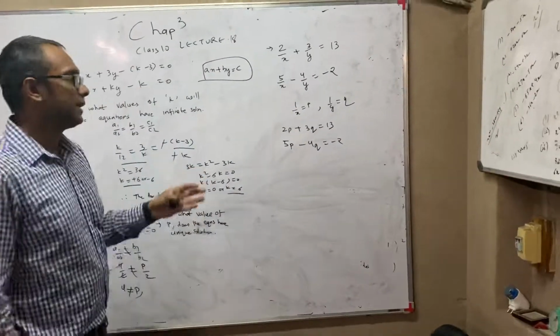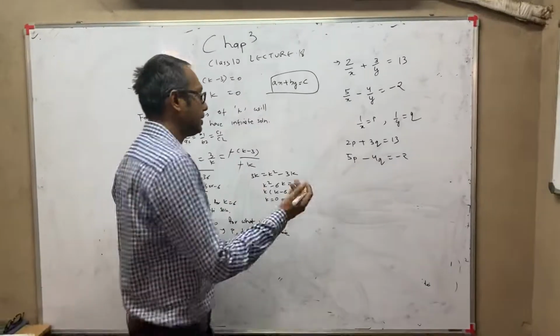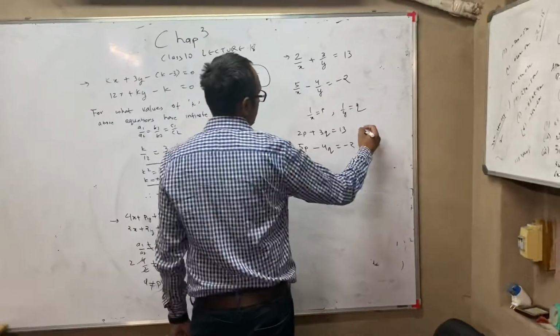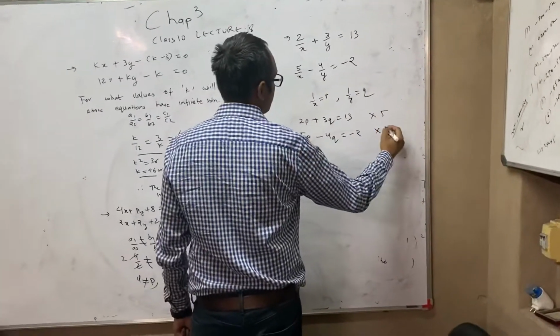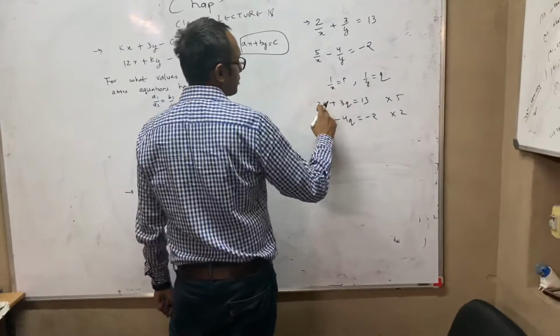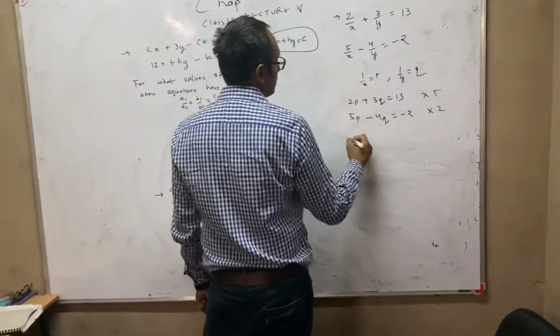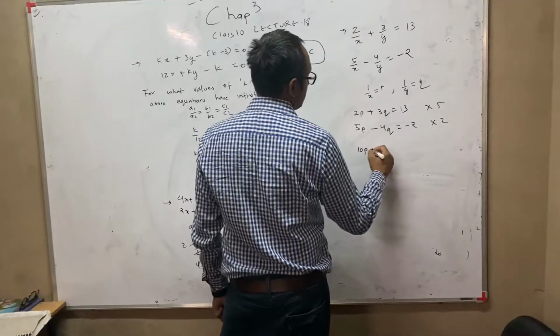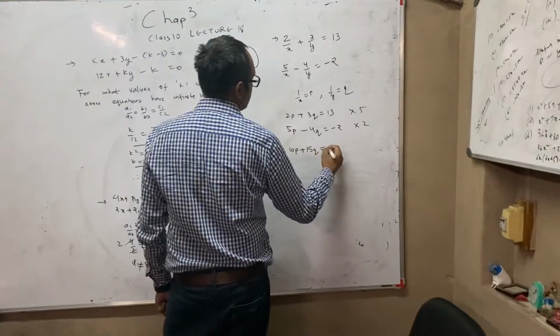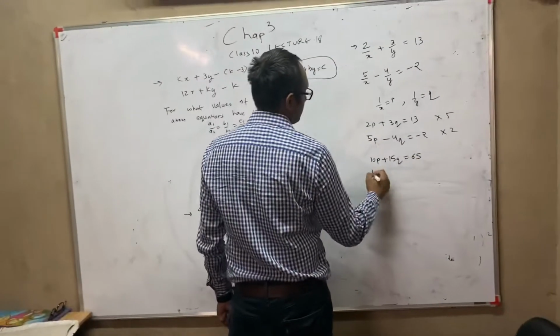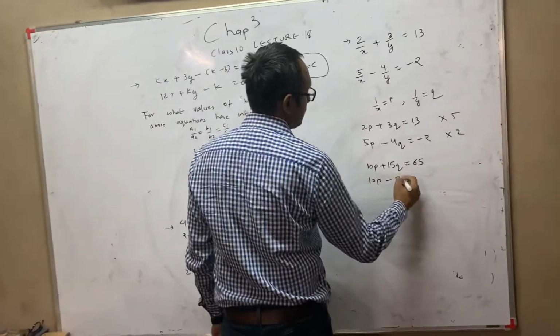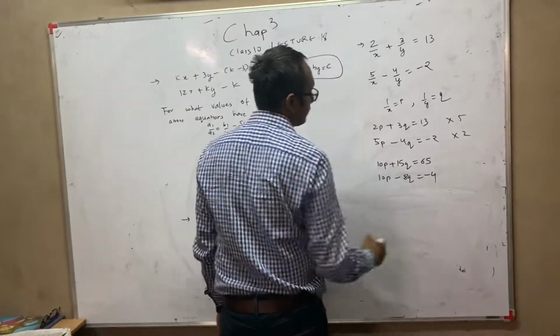Now from this step I can solve by any method. So I am solving by elimination. I multiply this by 5 and I multiply this by 2 because I want to make the p term 0. So 10p plus 15q is equal to 65, and 10p minus 8q is equal to minus 4.